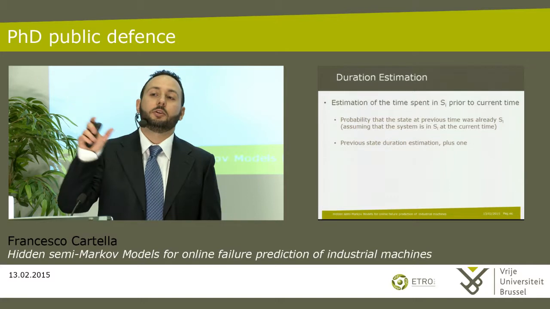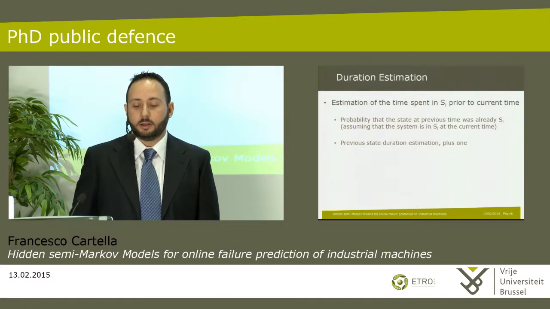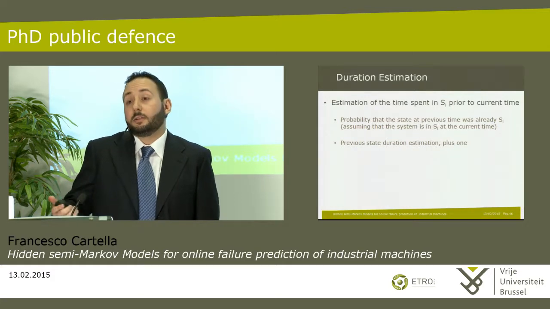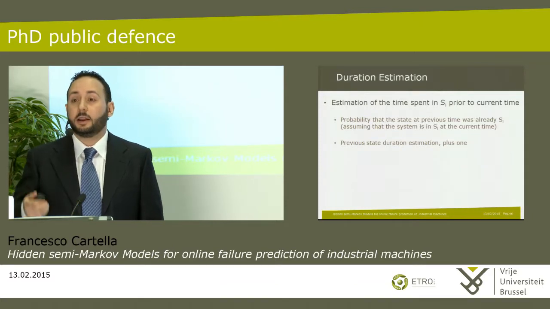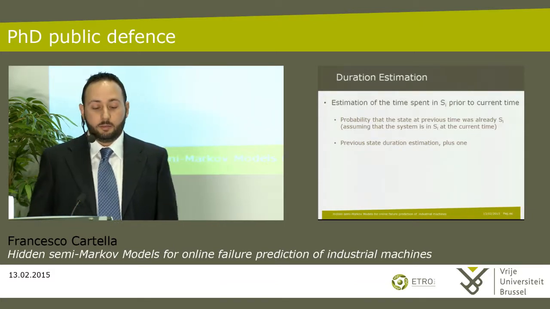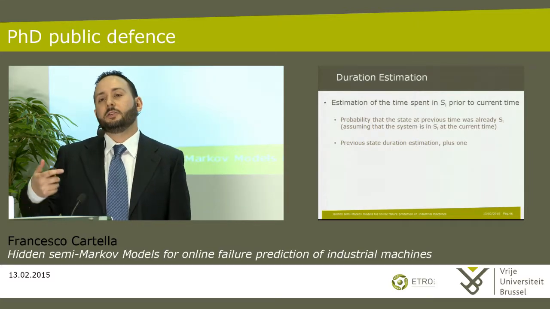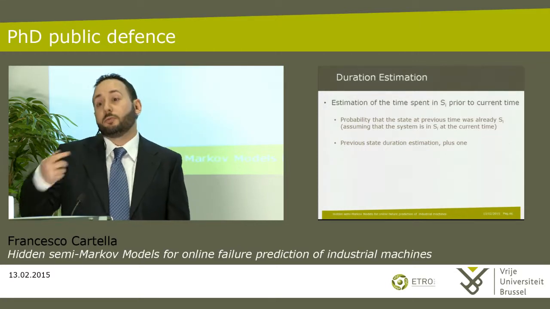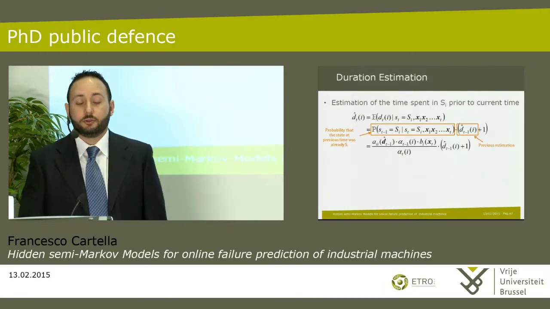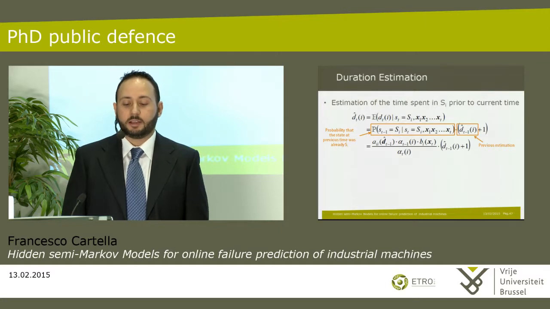And this formula is the multiplication of two factors, in which the first one represents the probability that the state at the previous time was already in this given state Si, assuming that the system is in state Si at the current time, multiplied by the previous state duration estimation incremented by 1. Because in case of certainty, the duration estimation is simply the previous estimation plus 1. So this is the formula we introduced. And actually, we derived it straightforwardly from the definition of the expected value.